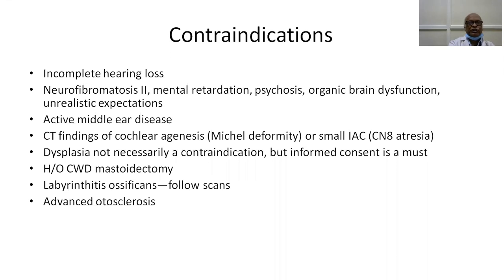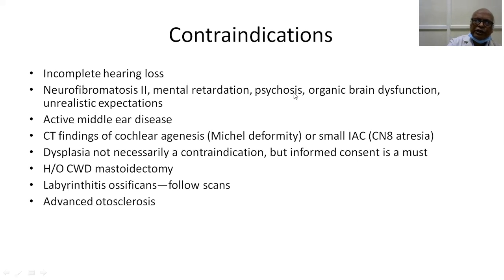The contraindications are incomplete hearing loss. Nobody uses a cochlear implant in such instances as of today, but tomorrow's technology may be different. And neurofibromatosis, wherein the cochlear nerve is gone. The neurofibroma tumor is from the vestibular part of the eighth nerve. So when the nerve is not intact, your cochlear implant will not function.